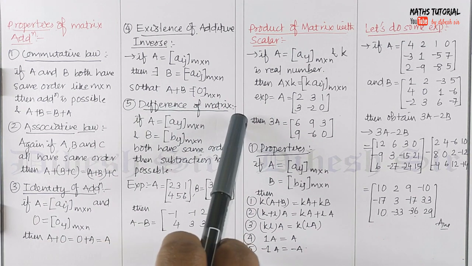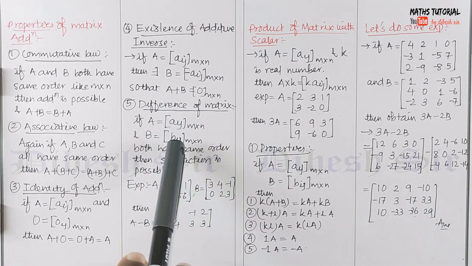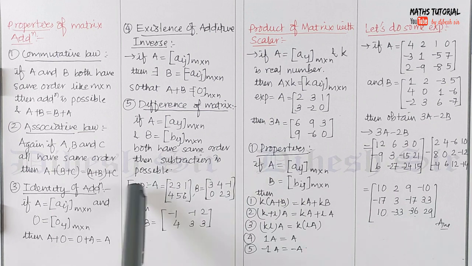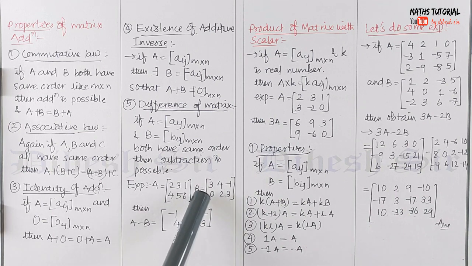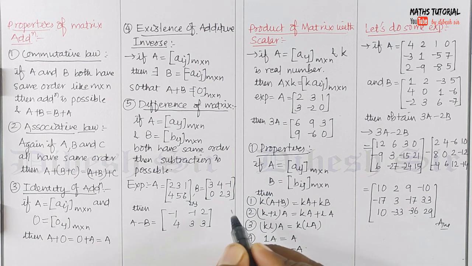Next, difference of matrix. If A = [aij] m×n and B = [bij] m×n both have the same order, then subtraction is possible. For example, A = [2 3 1; 4 5 6], B = [3 4 -1; 0 2 3]. You can see A has 2 rows and 3 columns, so it can be written as 2×3. B also has 2 rows and 3 columns, so it can be written as 2×3. Both have the same order, so subtraction is possible.